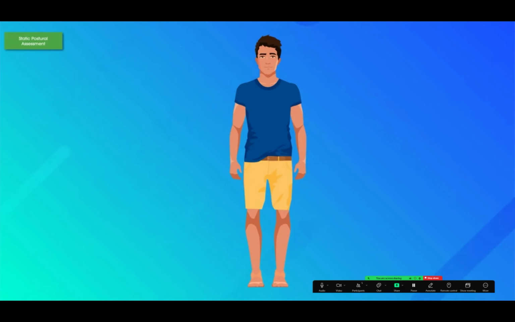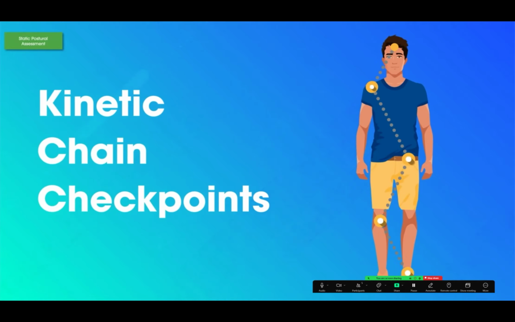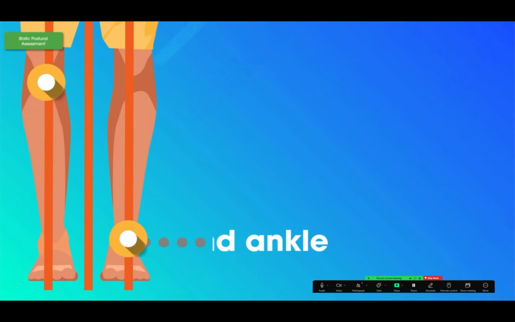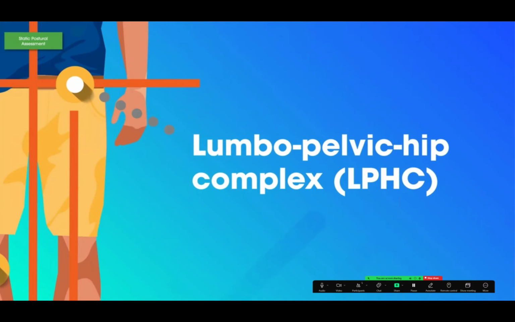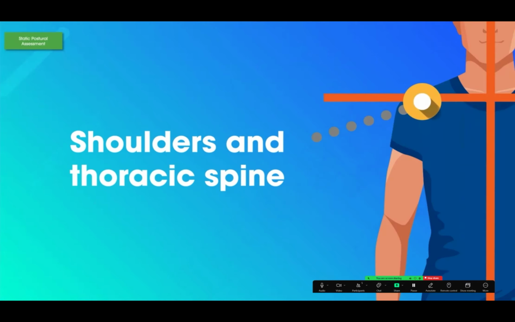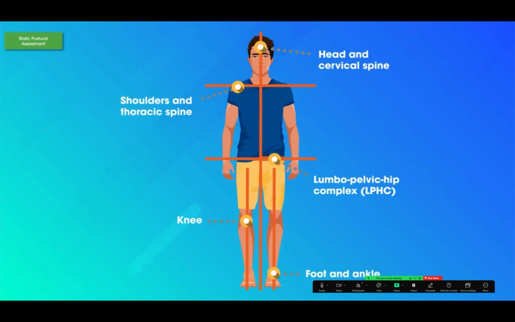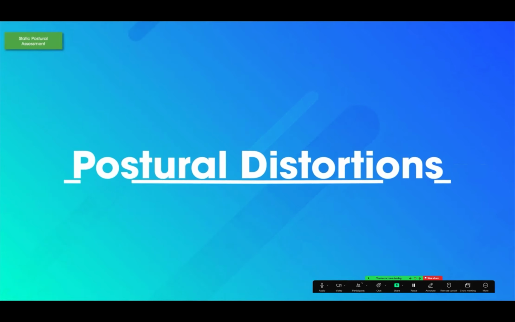To structure this observation, NASM recommends the systematic use of kinetic chain checkpoints. These are the major joint regions of the body, including the foot and ankle, knee, lumbopelvic hip complex, or LPHC, the shoulders and thoracic spine, and the head and cervical spine. We'll get into further detail on all the things to look for in some videos down the road. For now, we are moving on to an overview of postural distortions.